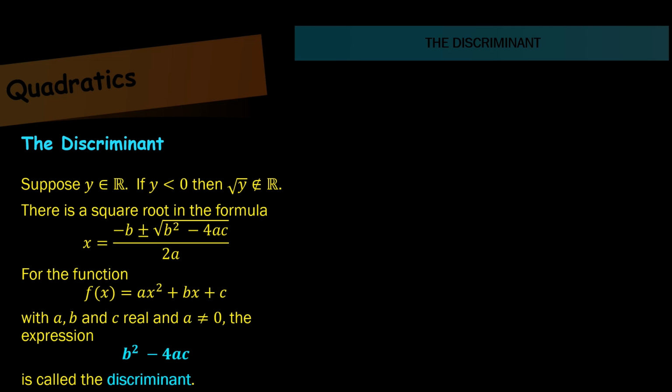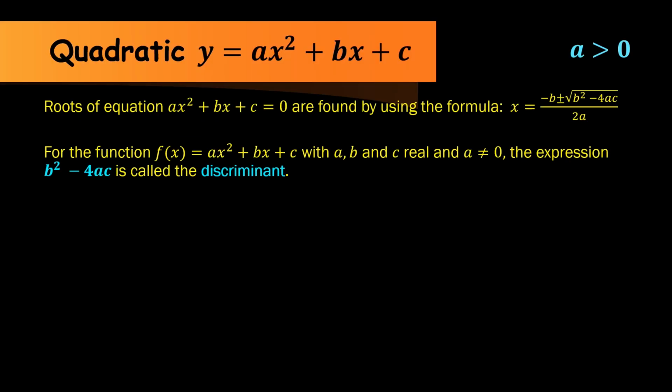Suppose a is greater than 0 in our quadratic, y equals ax squared plus bx plus c. In order to find the roots of this equation, we use the formula x equals minus b plus or minus the square root of b squared minus 4ac all over 2a. As we said in the earlier slide, b squared minus 4ac is called the discriminant.